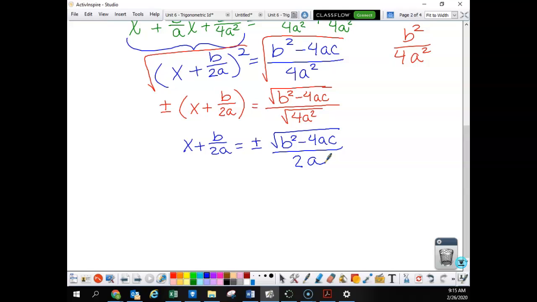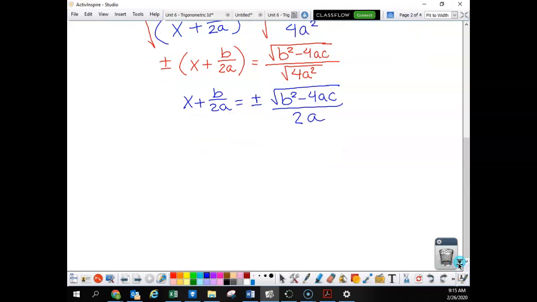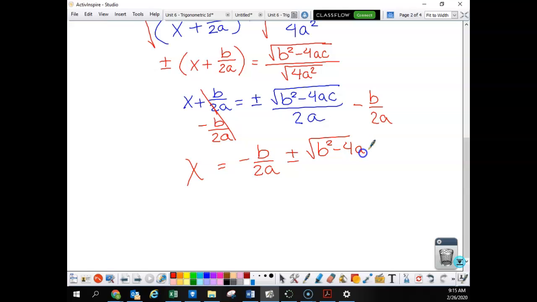And then I can now subtract that, because I want to solve for x, right? So I'm going to subtract this b over 2a, b over 2a. So this side I'm just going to have x, because this cancels out. Now, that plus or minus, I'm going to leave it there, but I'm going to move this negative b over 2a to the front. So this is going to be negative b over 2a plus or minus the square root of b squared minus 4ac, and that's all over 2a.